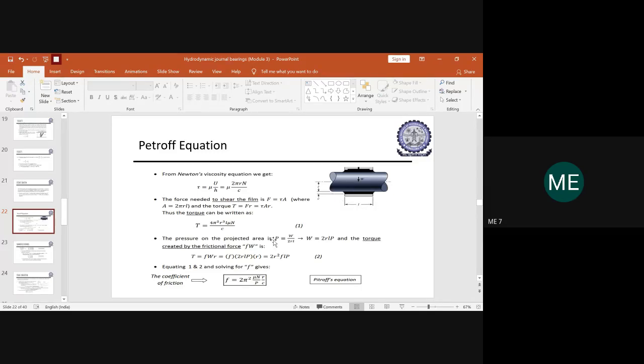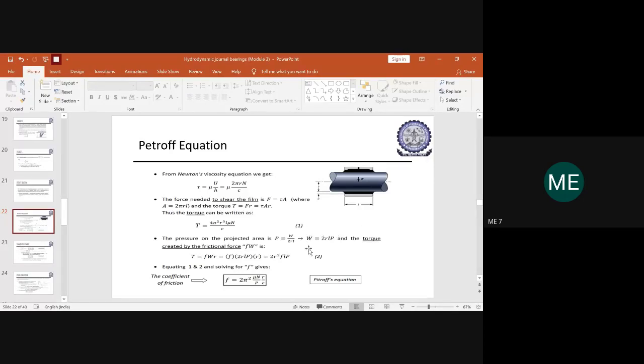So to calculate the pressure on the projected area, we have to use the equation W upon 2RL. From this, we can calculate the net load acting across a projected area, because a journal bearing is able to withstand a huge amount of load, right? So W is equal to twice the radius of the shaft into the length of the bearing into the pressure. This will be the equation for the calculation of the weight.